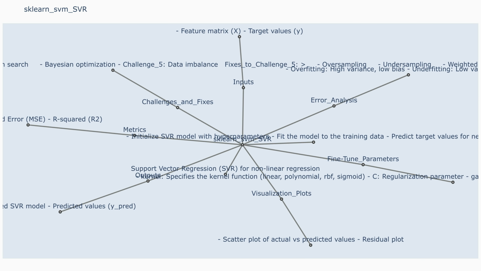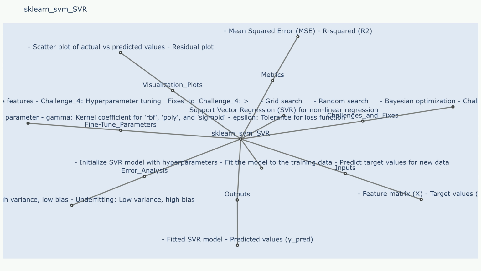sklearn SVM SVR. Description: the support vector regression (SVR) model in scikit-learn. It is a powerful technique for regression tasks, aiming to find the best fit line or hyperplane that minimizes the errors between predicted and actual values while considering a margin of tolerance, epsilon. It utilizes the concept of support vectors, which are the data points closest to the decision boundary, to define the model.